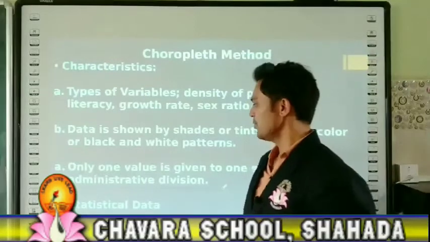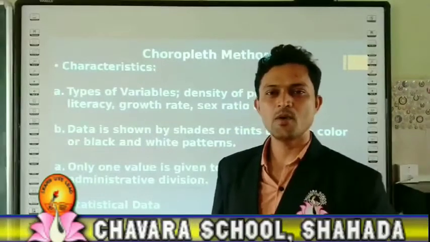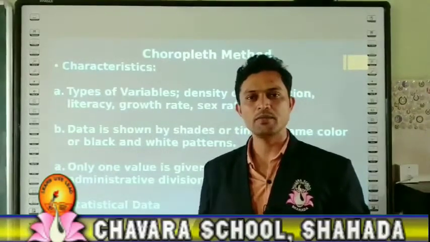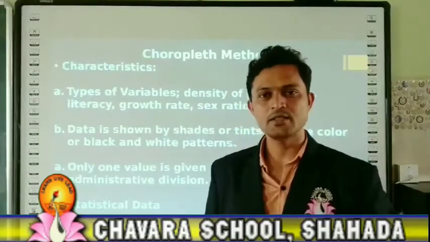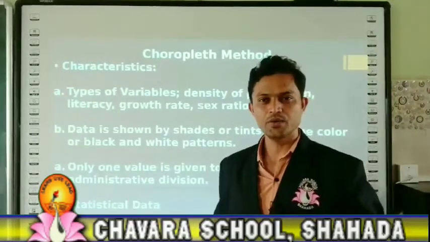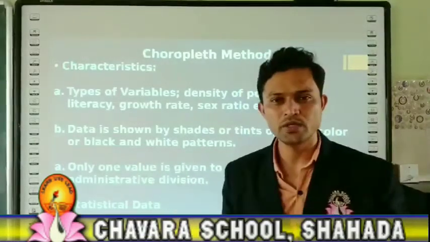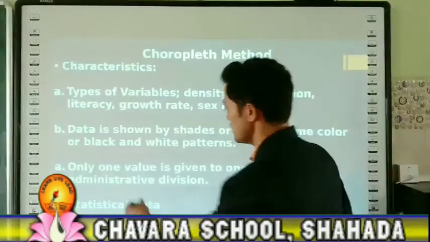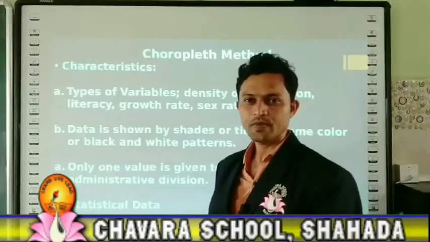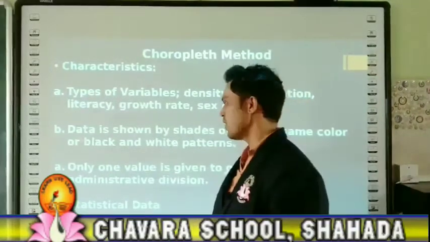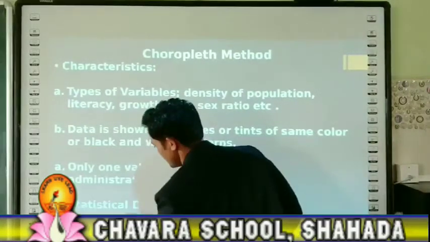After collecting the information of that particular region, we consider the smallest and largest value of that particular taluka or particular district, and after considering that value, we give a particular class, and for that class only one value is given. That's why only one value is given to one sub-administrative unit. And like I told you, in all types of distributional maps, only the statistical data can be used.